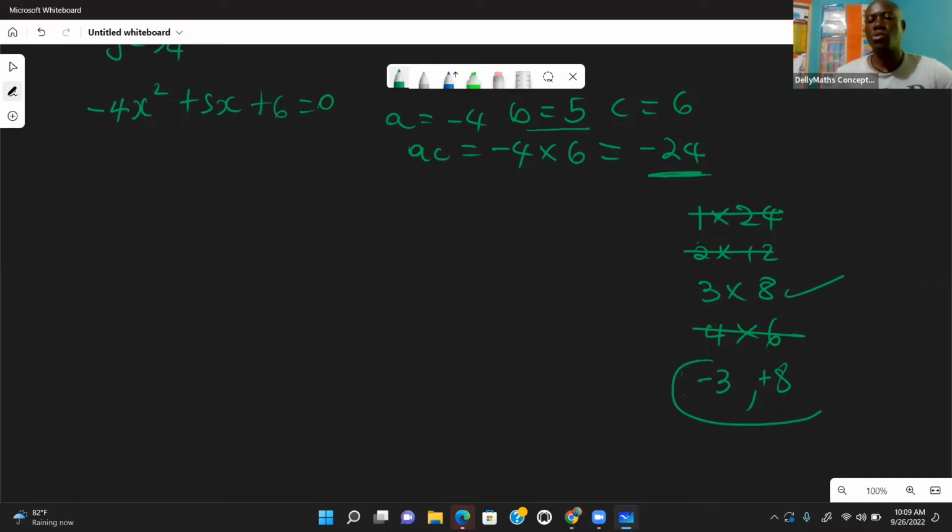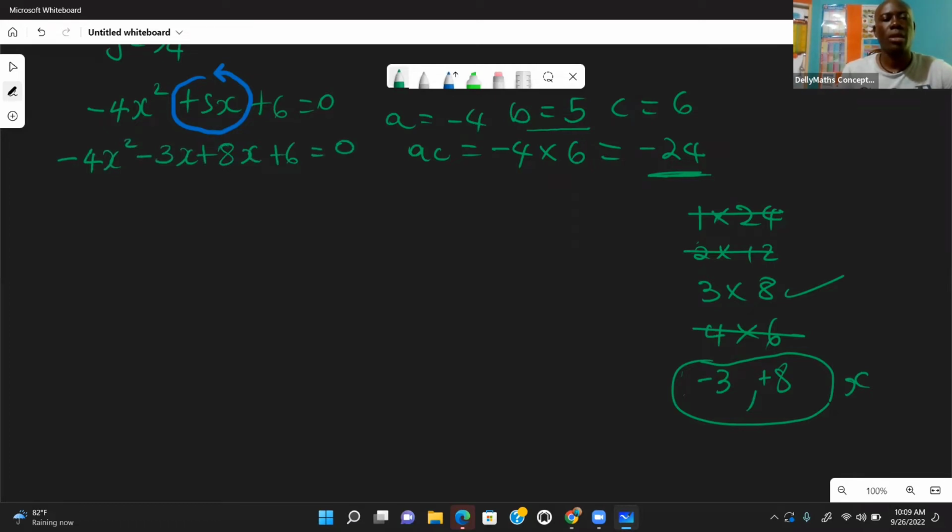We're going to take these two terms here, attach... my bad here. This is X, I said Y, right? So the variable is X. So let us go. We're going to write down now negative 4x squared minus 3x plus 8x plus 6, and that's equal to 0. We're going to group them in pairs. So we're going to group these two together and then those two together. Let's go ahead and factorize.